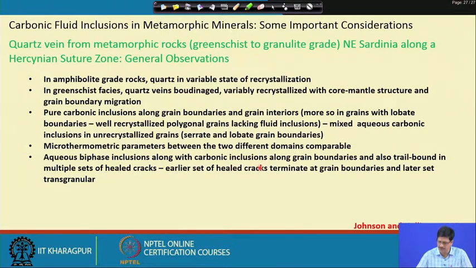Whereas the aqueous biphase inclusions along with the carbonic inclusions along the grain boundaries are also trail bound in multiple sets of healed cracks. And these healed cracks, when they occur within the grains, terminate on the grain boundaries. So, that means these healed cracks, which are essentially microcracks created within the grains as a result of brittle deformation, originate from the grain boundaries, and the aqueous inclusions seem to be more restricted to such trails.